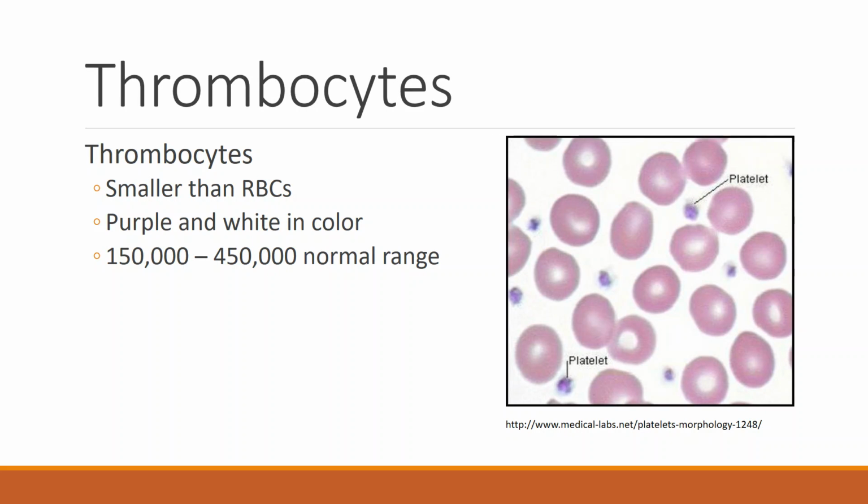Thrombocytes, also known as platelets, which are part of your clotting cascade to help you if you get a cut or any type of damage to yourself, are also seen in peripheral blood smears, and it's something that we also look to do when we're doing a manual differential. We would actually do a count of those as well. They are much smaller than RBCs, and they're purple and white in color, as we can see here in the picture. Now, thrombocytes are very large in numbers, and a typical human being can have anywhere from 150,000 to 450,000 platelets or thrombocytes in their peripheral blood.